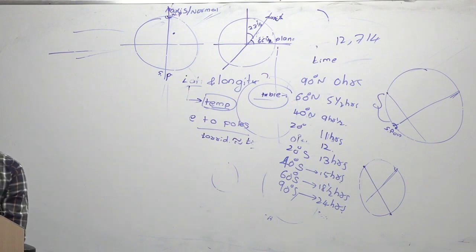The subsolar point is shifted to the equator. Almost all the places on the earth will have equal days and nights.